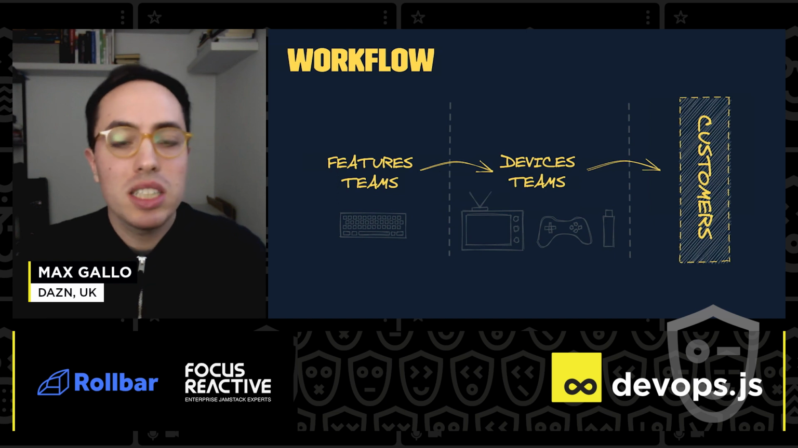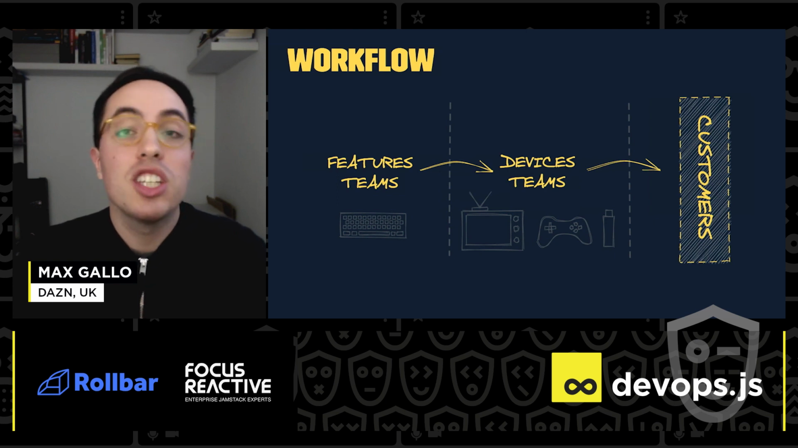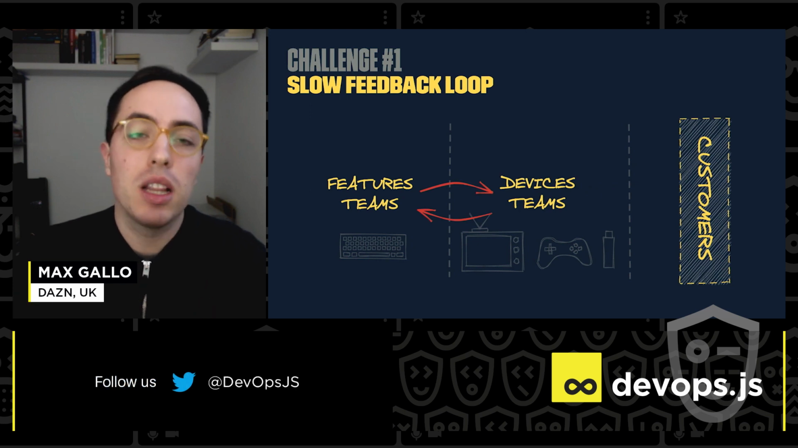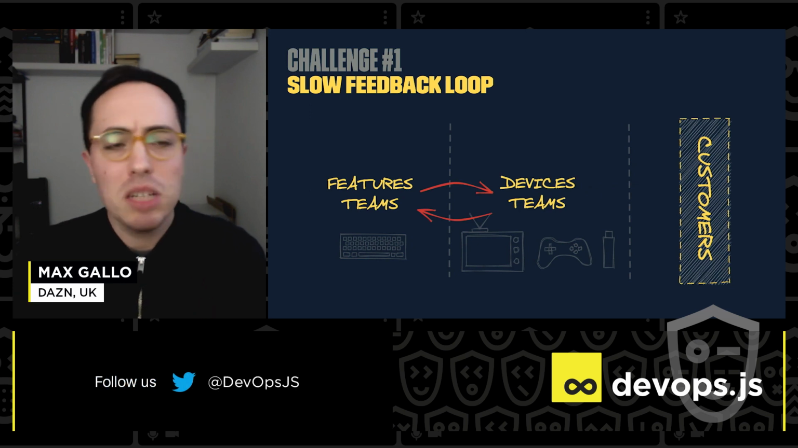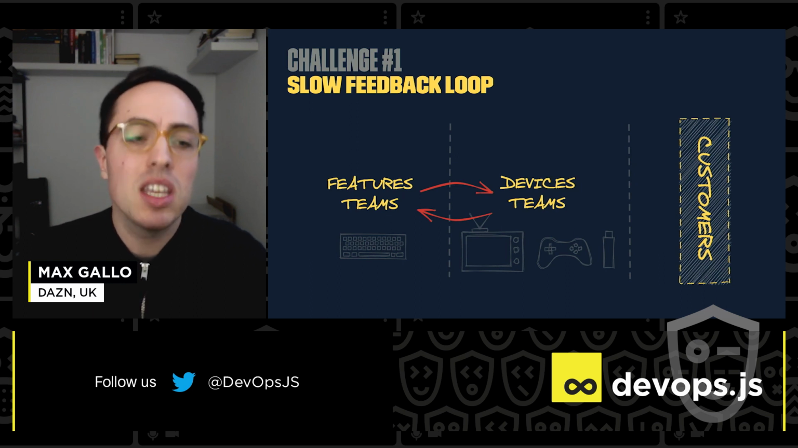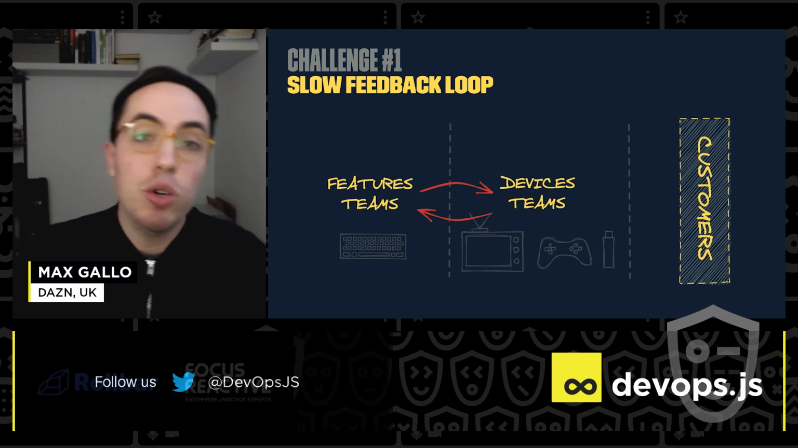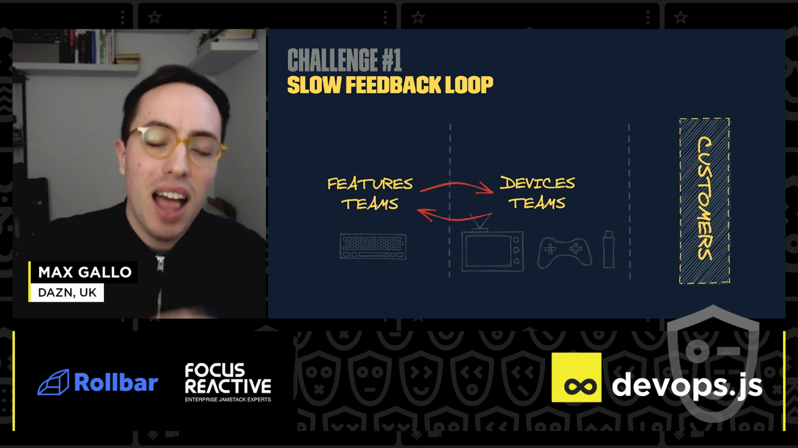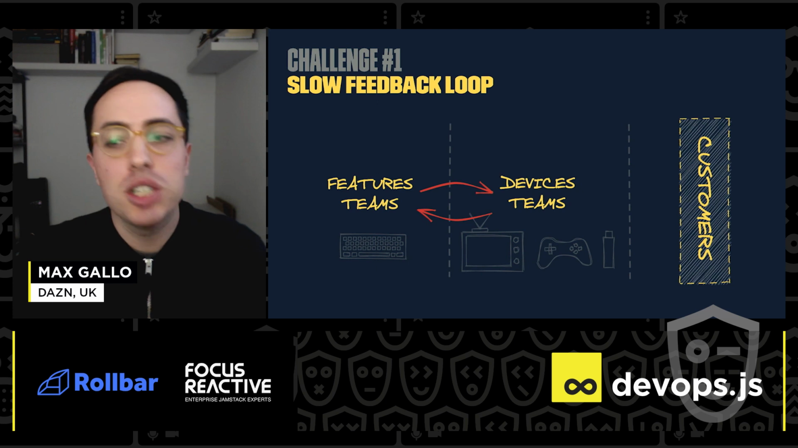But this particular setup has its own challenges. And I want to start with the first challenge, which is a slow feedback loop. Why a slow feedback loop? Mostly because we have two different teams that are needed for going from one place to another one, and to go from the local idea of this feature to our customers.